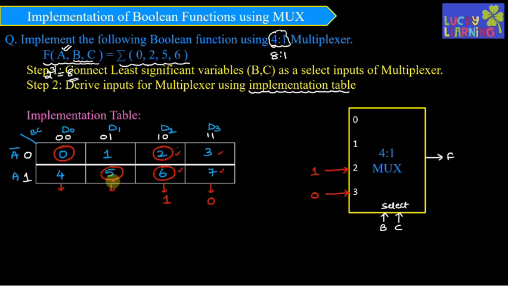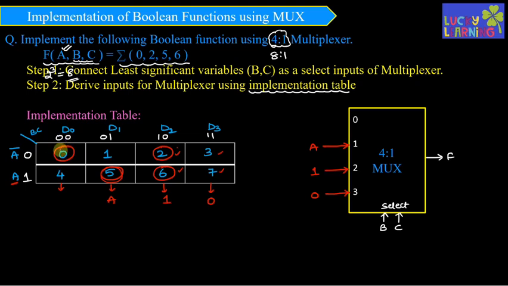For data input 1, only 5 is circled, not the 1. 5 is under which row? A row. So data input D1 should be A. This is A. Now what happened with D0?